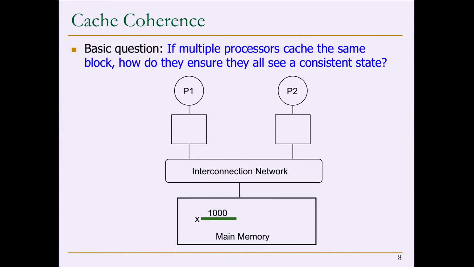Basically, the basic question in cache coherence is, if multiple processors cache the same block, how do they ensure they all see a consistent state? We're assuming private caches here. So you have this processor 1. And this is not a problem just in multi-core. This is a problem in multiprocessor system, right? Multiprocessor system with separate caches. So you have processor 1. It has a cache. Processor 2, it has a cache. There's some network, and there's some main memory.